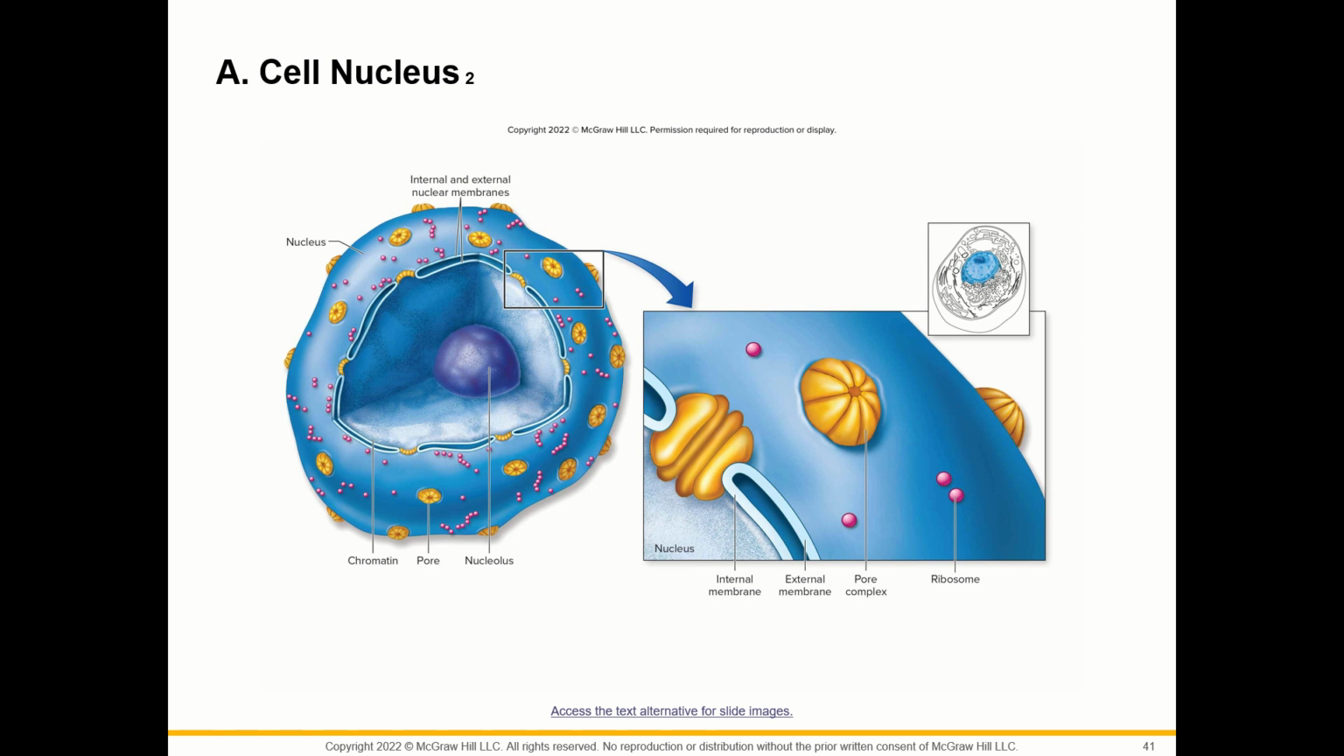Figure 3.13 shows the nuclear membrane and the pores. A diagram showing the inner and outer nuclear membrane and the nuclear pore complexes. The nucleolus within the nucleus is also shown. And we'll see that the nucleolus is where ribosomes are synthesized.